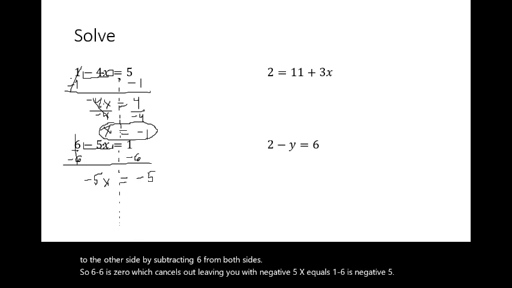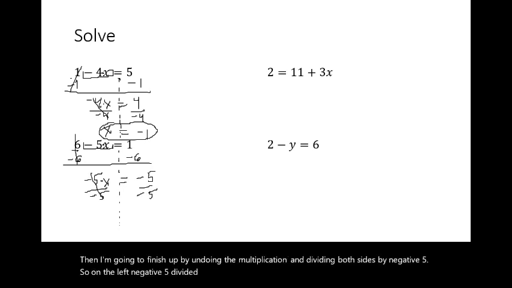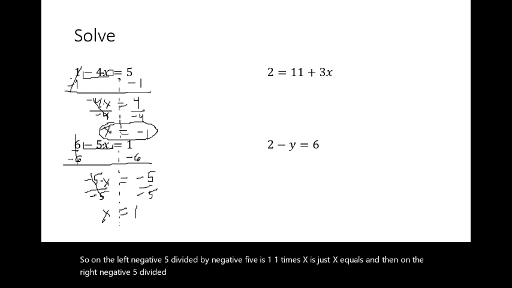Then I'm going to finish up by undoing the multiplication and dividing both sides by -5. So on the left, -5 divided by -5 is 1. 1 times x is just x, equals, and then on the right, -5 divided by -5 is +1. So x equals +1 is your final answer.